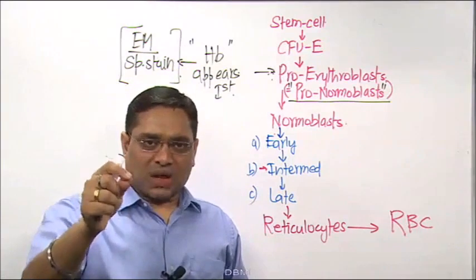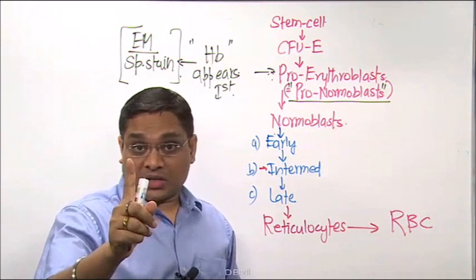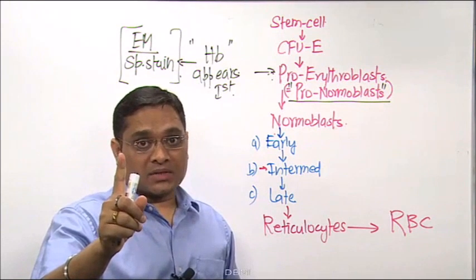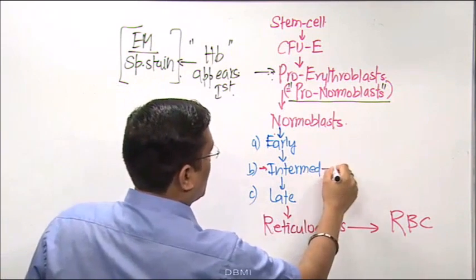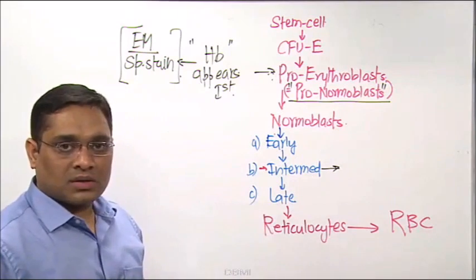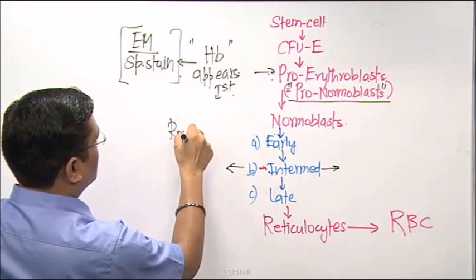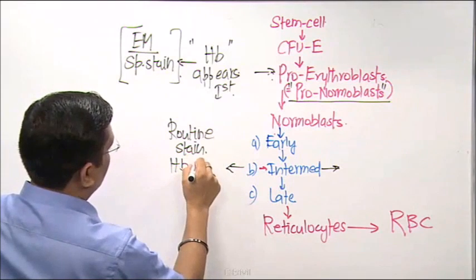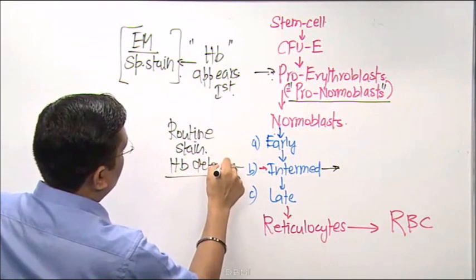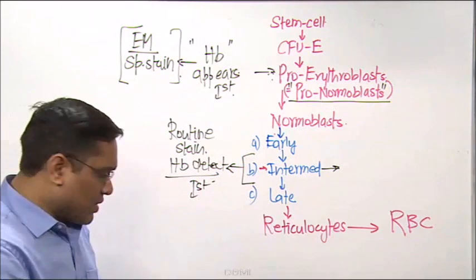Routine Giemsa staining will detect it. Now this language: if the examiner says routine Giemsa stain will detect first, then your answer will be intermediate normoblast. So if the examiner is asking by routine staining, hemoglobin detected first, then your answer will be intermediate normoblast.